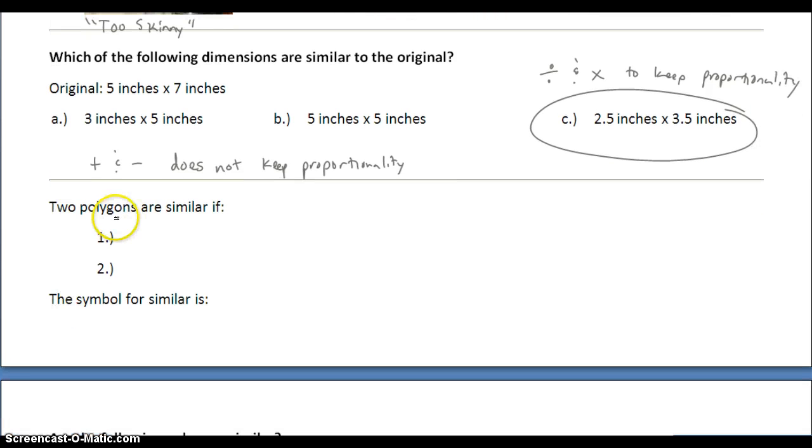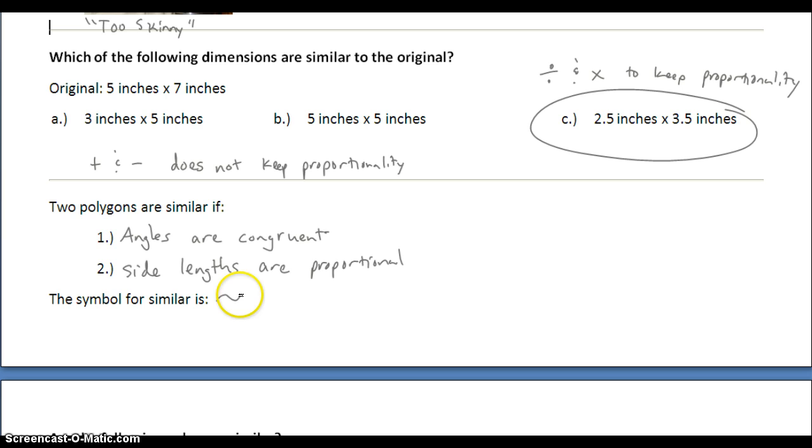So how do I define two polygons as similar? Well, the first thing that has to happen is the angles have to be congruent between those two polygons. And the second thing that has to happen is the side lengths have to be proportional. And there's a symbol that we're going to use for similarity. It's the congruent symbol without the equal sign. It's just that squiggly line over the equal sign. This symbol means similar.